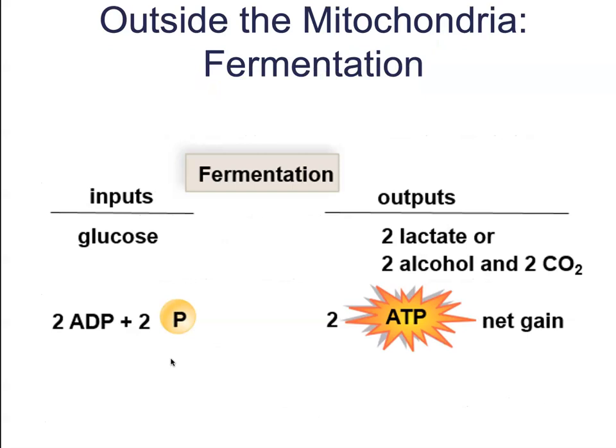So here's just an overview of fermentation. The input is glucose and 2 ADP molecules. The output is 2 lactate or 2 alcohol and carbon dioxide molecules plus 2 ATP. So it's a very small net gain from fermentation.